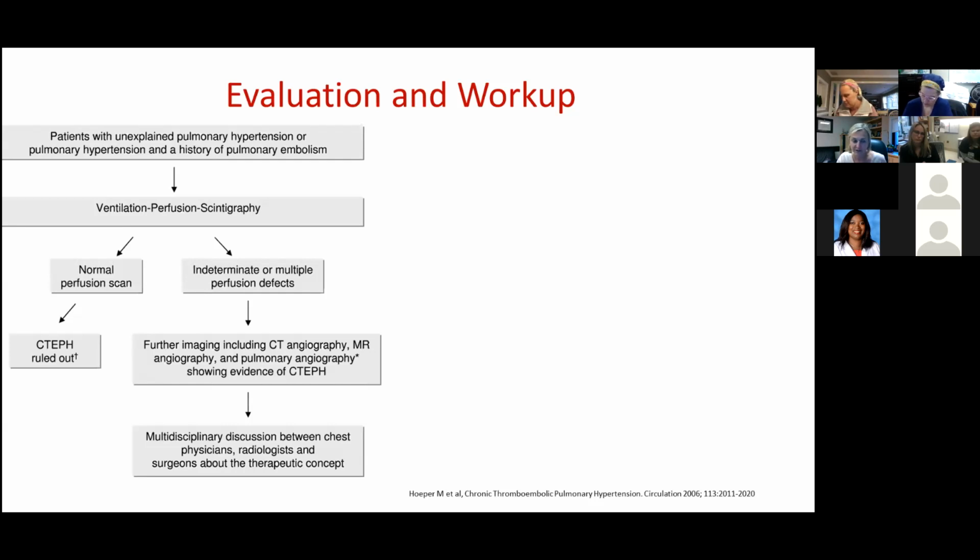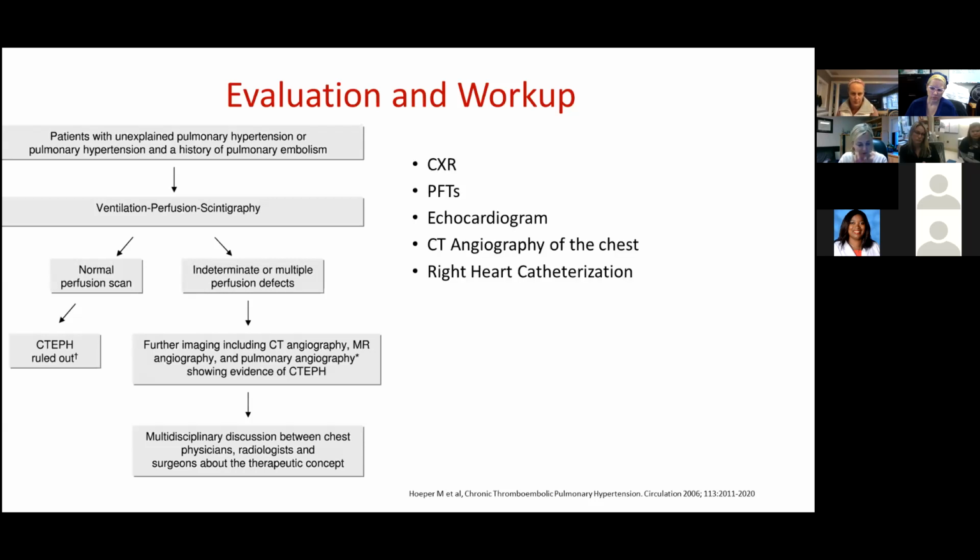So traditionally, VQ scan is the initial test that you do after you have these 2 scenarios. If the VQ scan is normal, then CTEPH is ruled out. Unfortunately, most of the VQ scans that we get are not normal. They're read either as low probability or intermediate probability, and so it becomes less helpful. So when you are in that situation, then we do more workup.